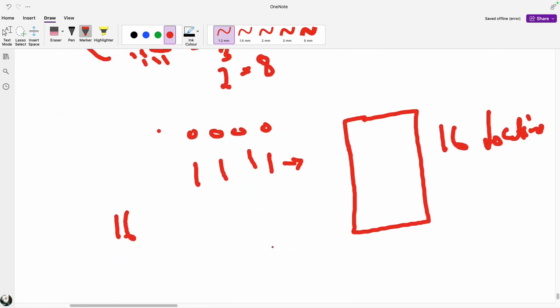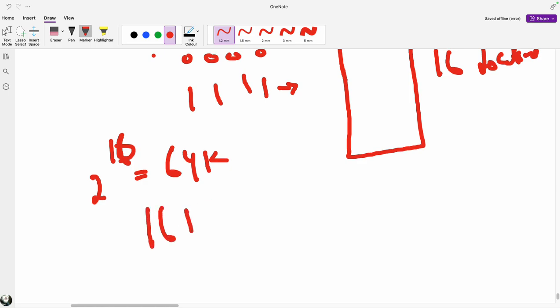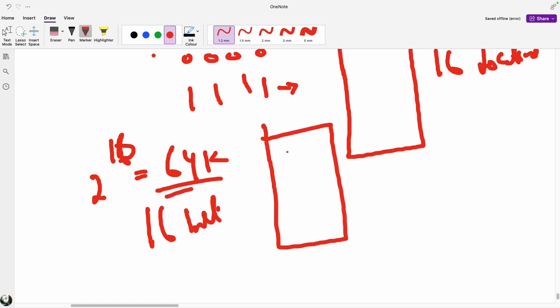Similarly, if I have 16 bits, how many locations can I have? 2 raised to power 16, that is 64k. So the maximum size I can have is 64k. That means if your address is only 16 bits, the maximum you can address is 64k. That means your memory can be only 64k long. But I want to have more memory, and I can do that.